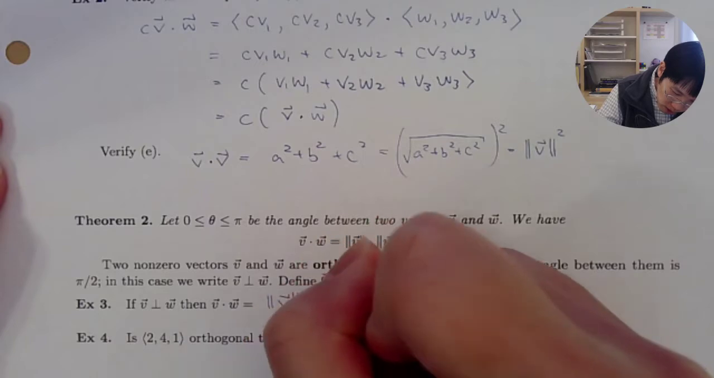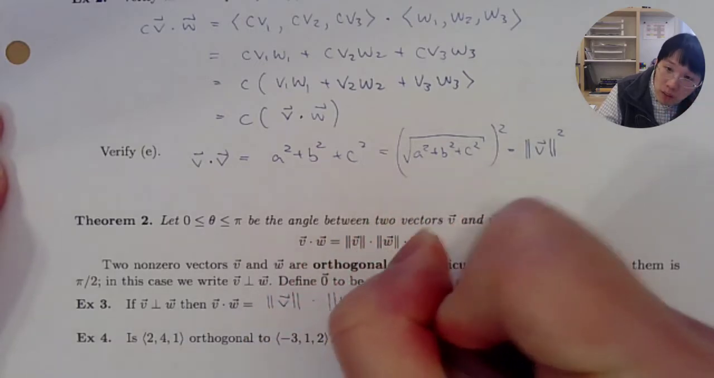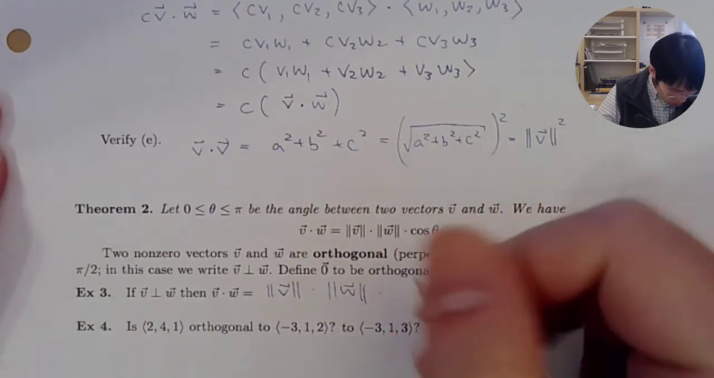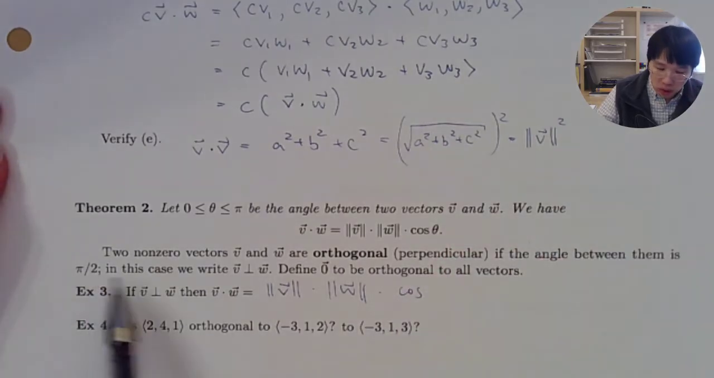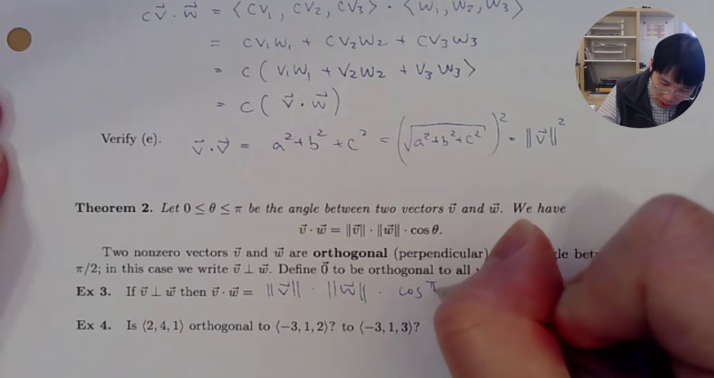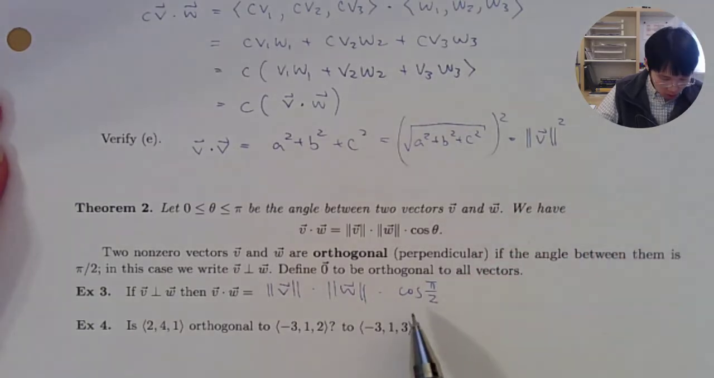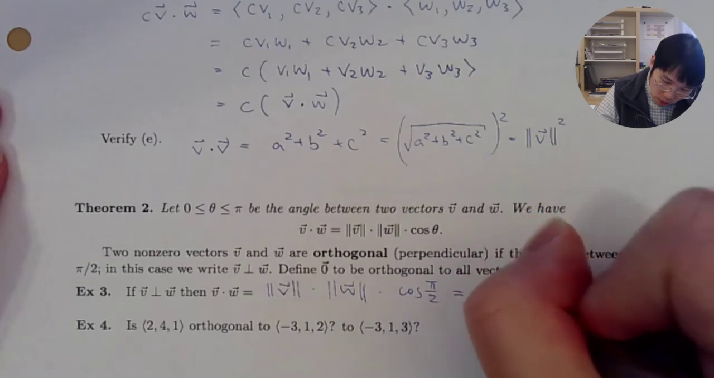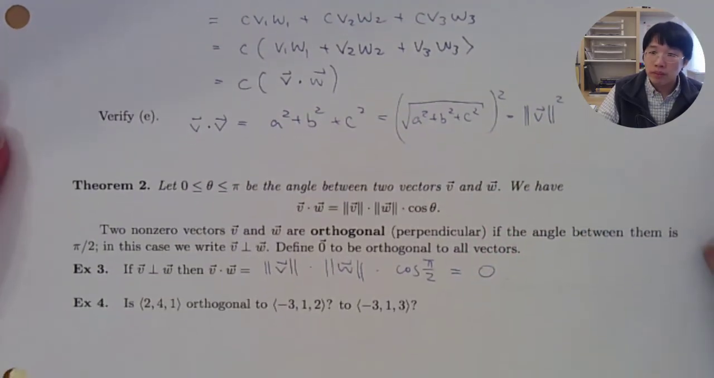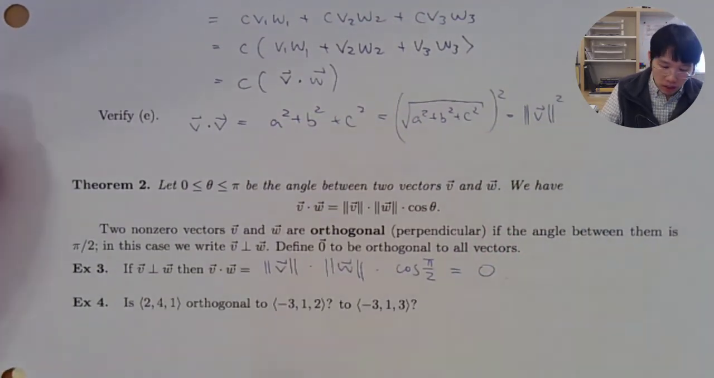The length of V times the length of W times cosine of the angle in between them, which is pi over 2 if they're perpendicular, 90 degrees, pi over 2. The cosine of pi over 2 is 0. So because of that, this whole thing is 0. And immediately we can follow up with this question.